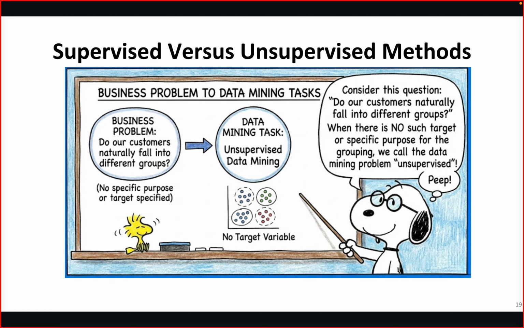Okay, those are two different things, right? Unsupervised data mining has no target available at the beginning. Consider this question: do our customers naturally fall into different groups? That's a question we have to think about. Naturally means we do not decide by ourselves, right? We let the machine decide. So when there is no such target or specific purpose for the grouping, we call the data mining unsupervised. If there is one, it's supervised.